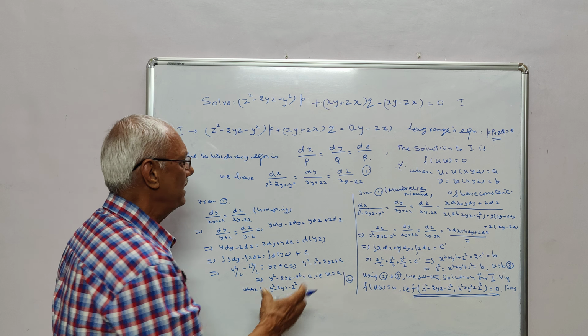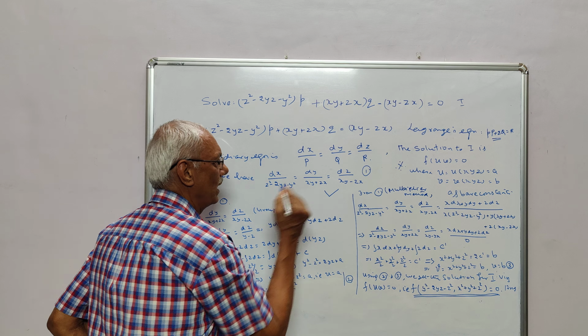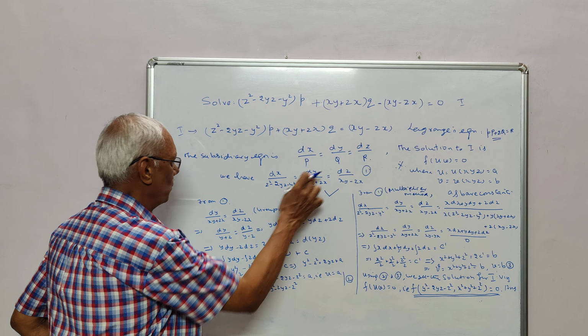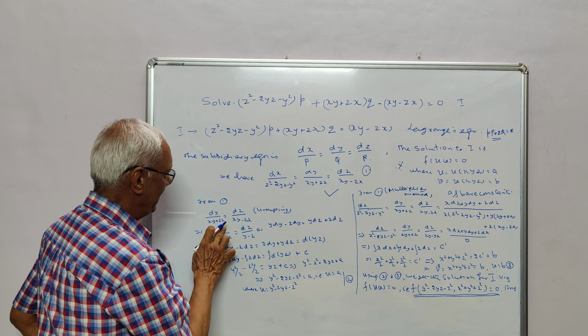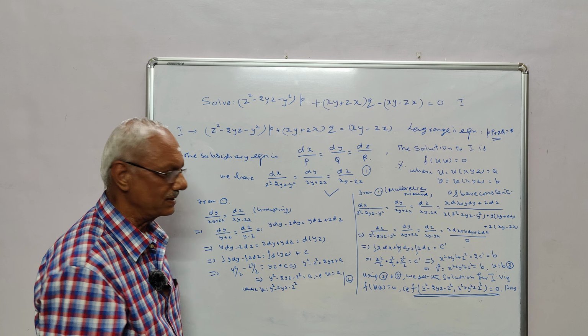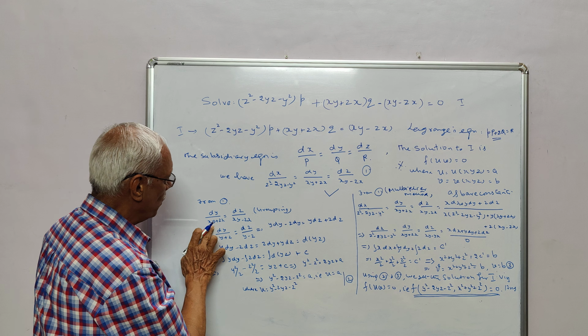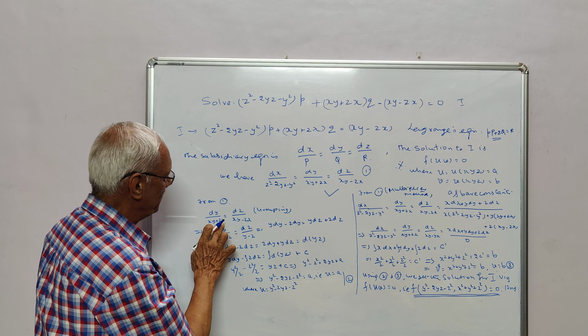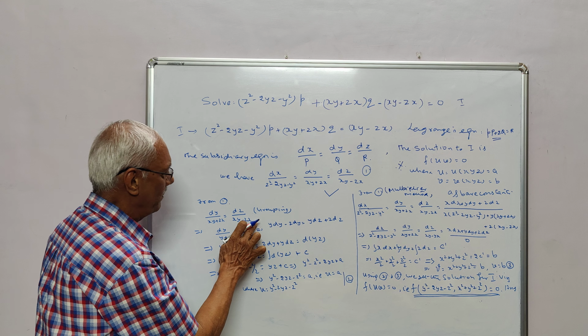What I do here is I take these two and group these two. That is dy by x into y plus z, equal to dz by x into y minus z. You find that this x is common, so this is x into y plus z, this is x into y minus z.